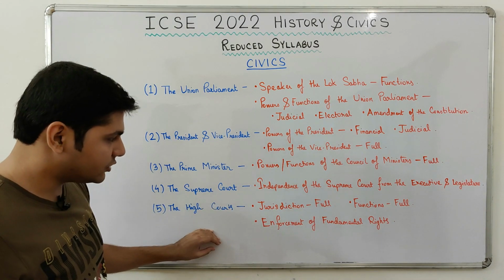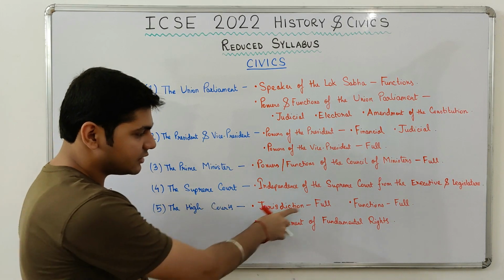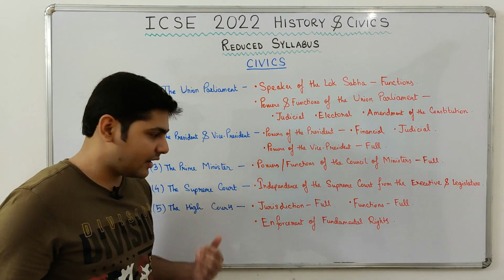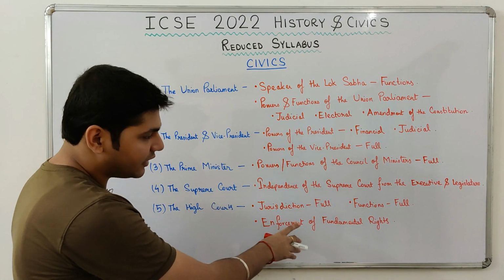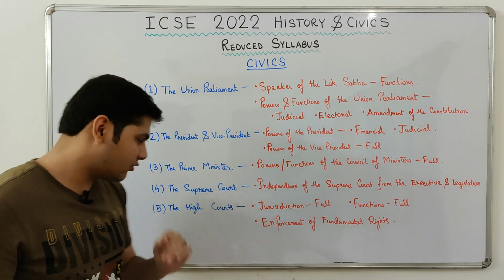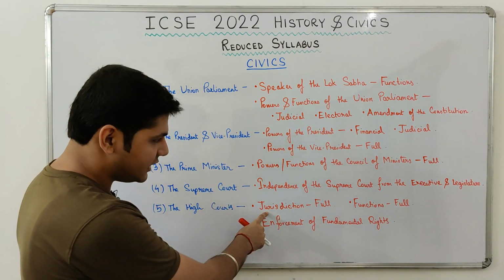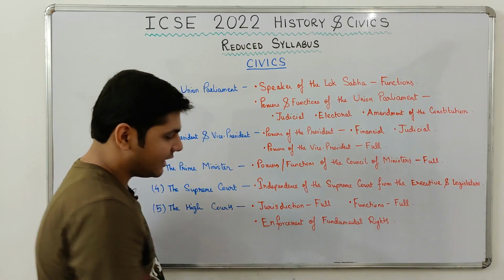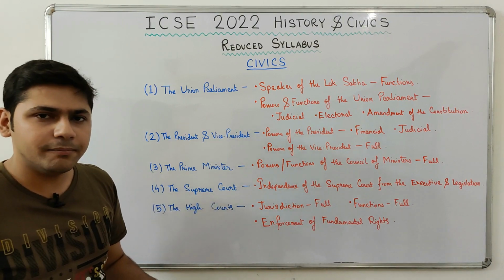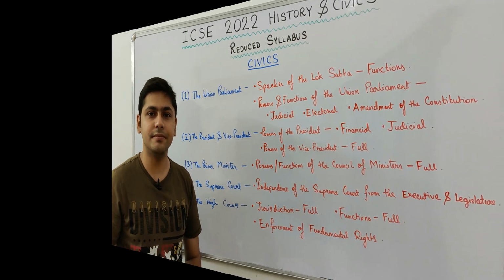Finally, coming to the next chapter, the High Courts, which also comes under the Judiciary. From the High Courts, the jurisdiction has been completely removed. The functions have been fully removed and the enforcement of fundamental rights has been removed. So three topics from the chapter, the High Courts, have been removed, which are the jurisdiction, the functions and the enforcement of fundamental rights. Simple. Now we will move on to the next section, which is history.